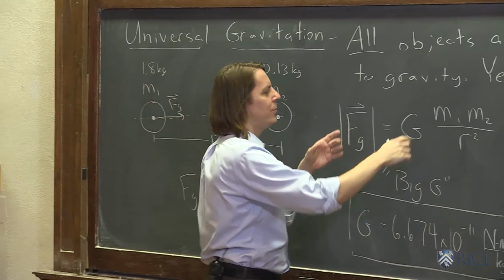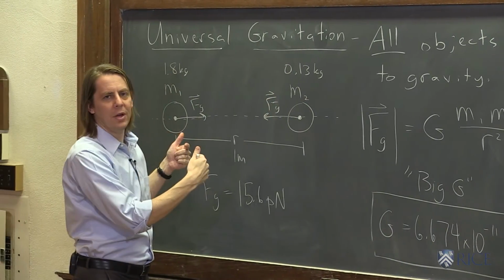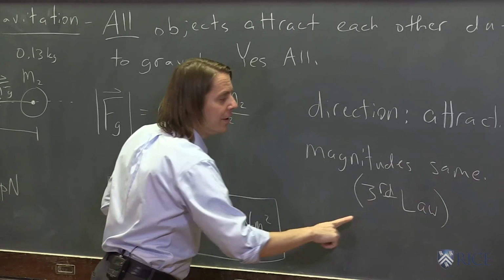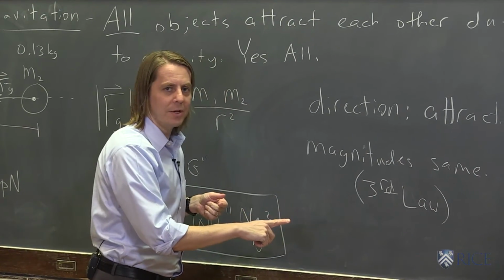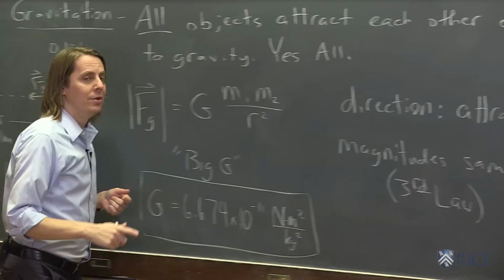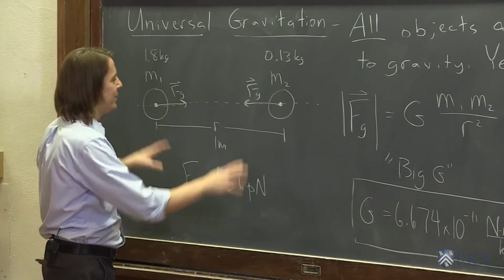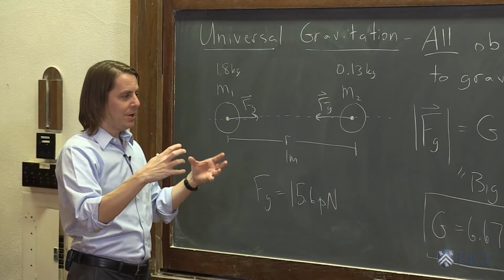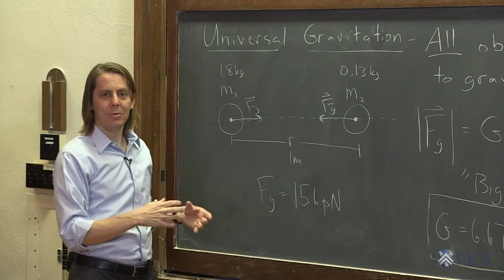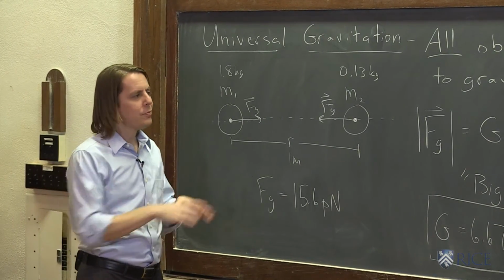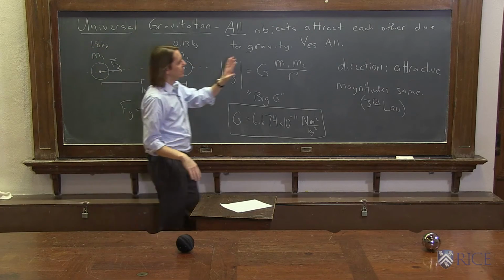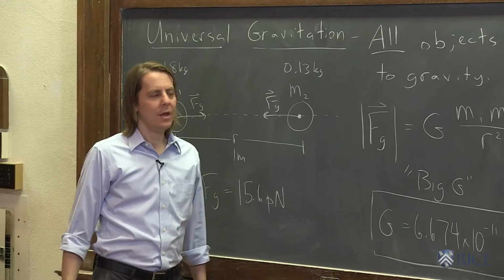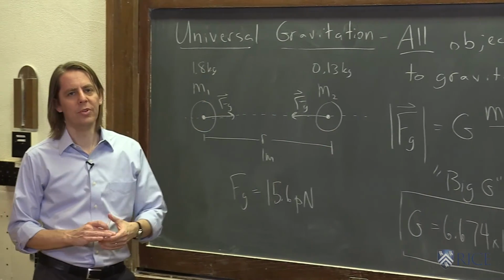This is the magnitude of the force, and the same force is applied each way, which has to be true by Newton's third law. Right? For every action, there's an equal and opposite reaction. Also, it has to be true to conserve momentum. If we had these things out in space and they felt different forces for the same amount of time, we would create a net momentum, and we have to conserve momentum. So all these things are true. The direction's attractive, and the magnitudes have to be the same. So let's see what all we can do with this simple force law.